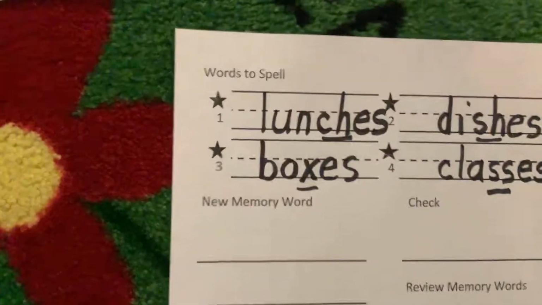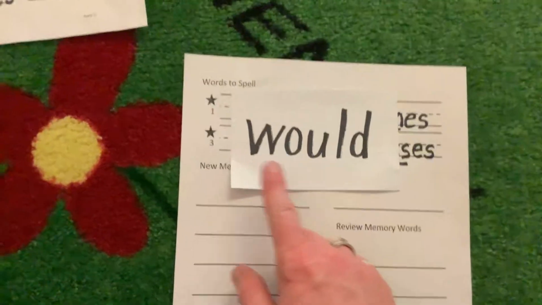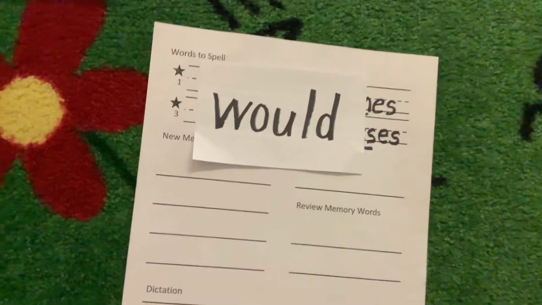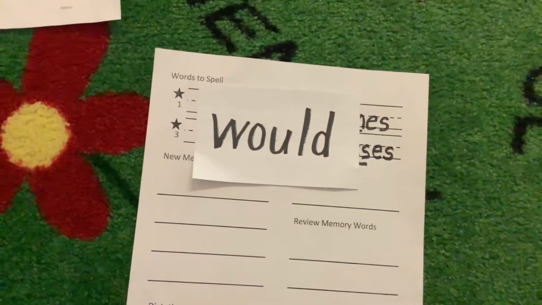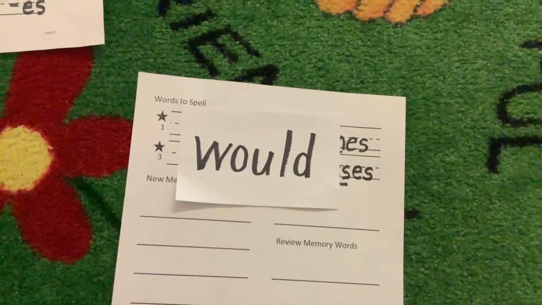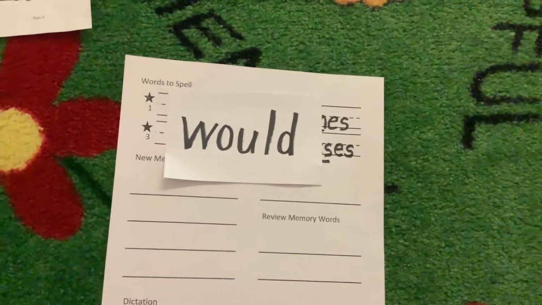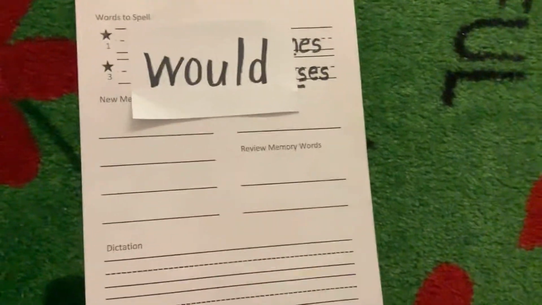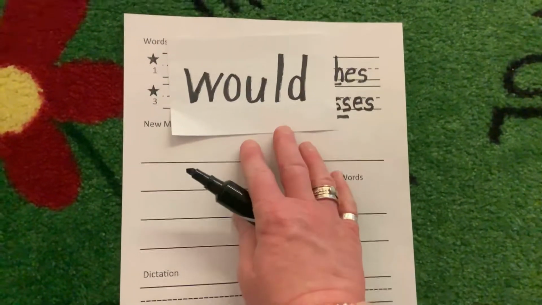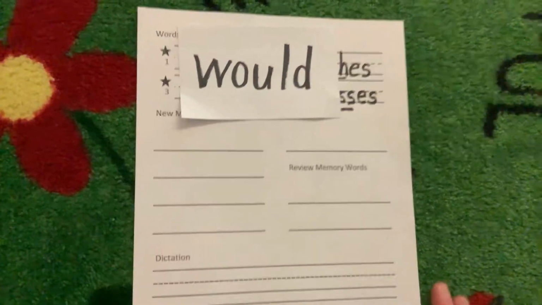All right, we have a brand new memory word today. W-O-U-L-D says would. Listen to me use it in a sentence. I would like to go outside. I would wash my car, but it's too cold. Now, I used it in a telling sentence there, but I could also use it as a question word. Would you like to go outside? Would you like to play? So it's not always a question word, but sometimes it can be.